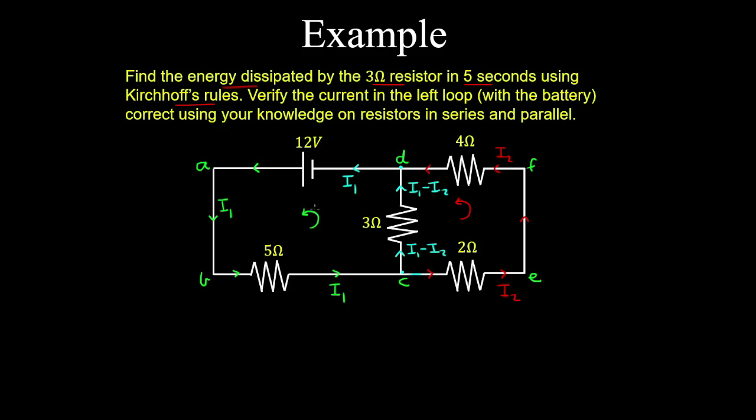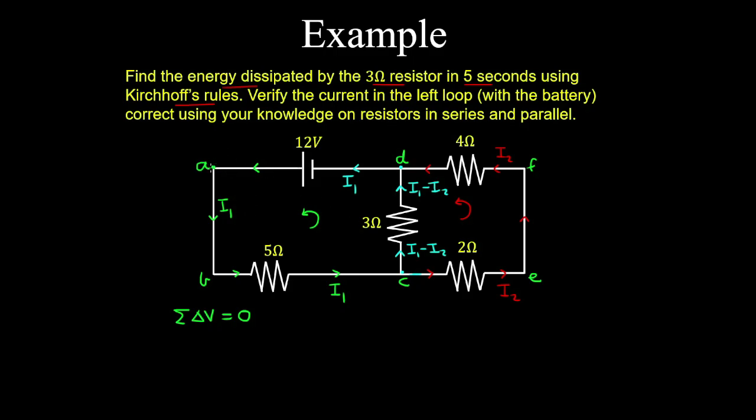Now by Kirchhoff's loop rule, if we start at a point in a loop, so for example A, and we traverse the loop and end up back at this point, the net change in electric potential is 0. So let's apply Kirchhoff's loop rule to this first loop.